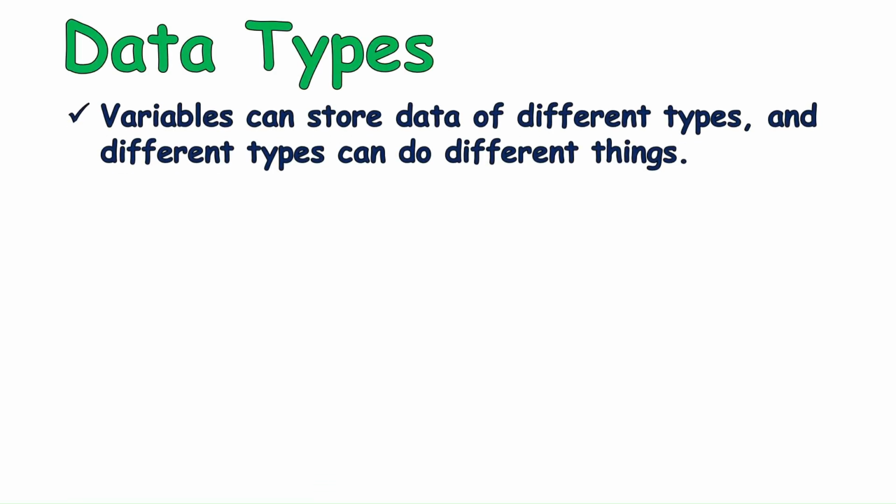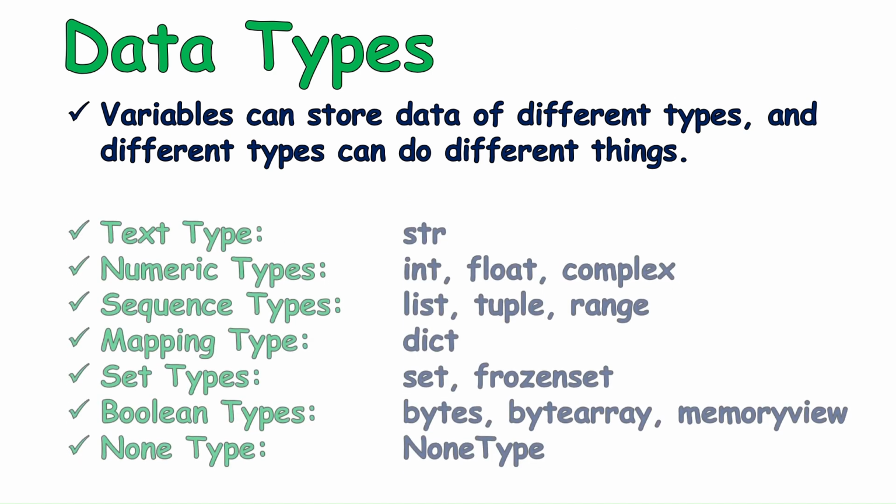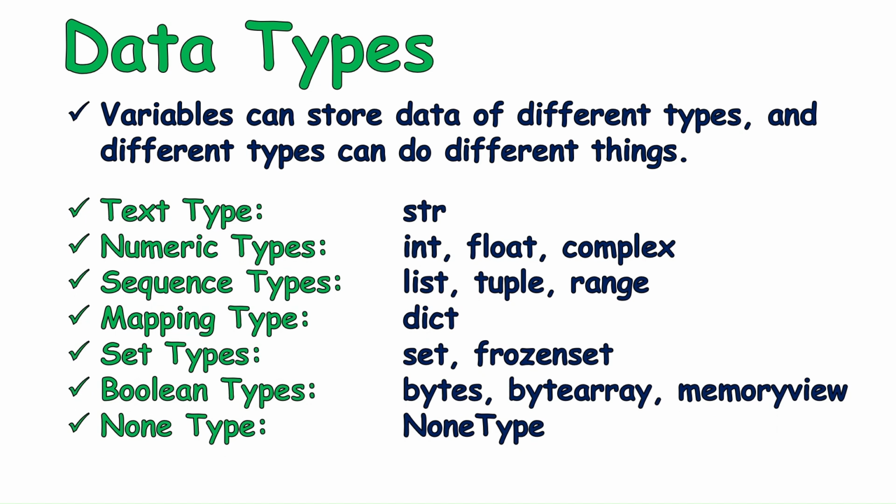Next we have the concept of data types. Variables can store data of different types, and different types can do different things. Every variable has its data type. Below is the list of different data types we have in Python. In this video, we will cover only a few of them. The rest of the data types will be discussed in upcoming videos for better understanding.